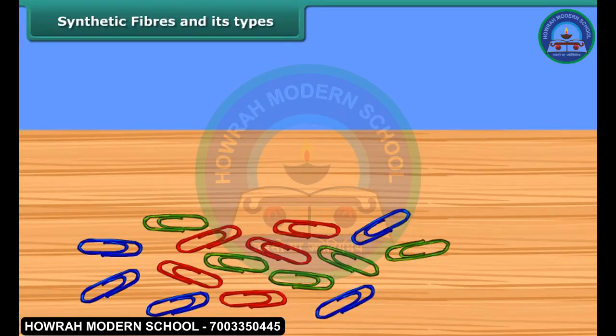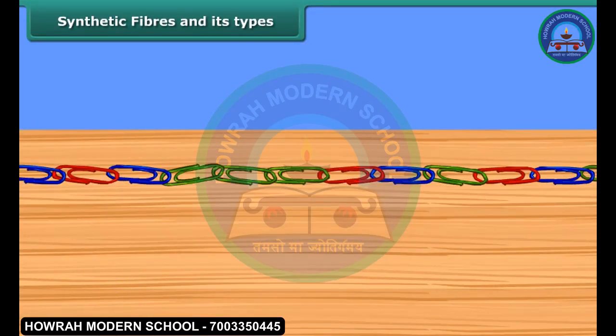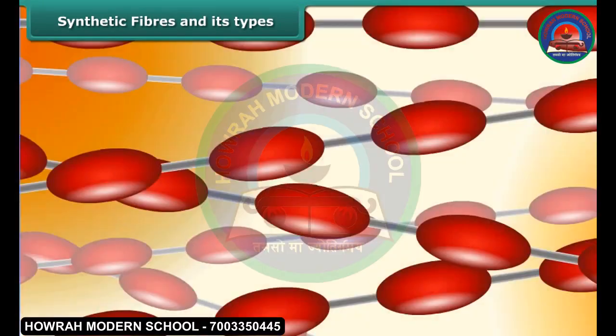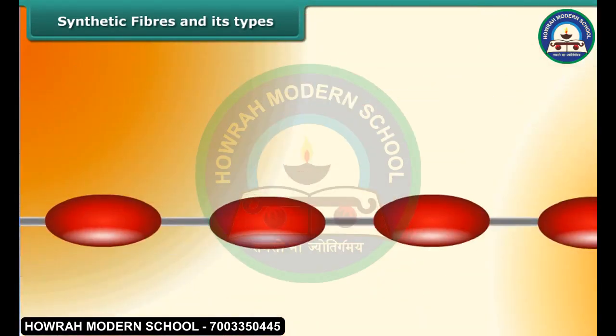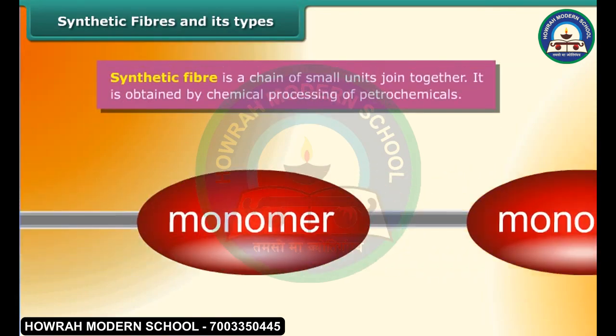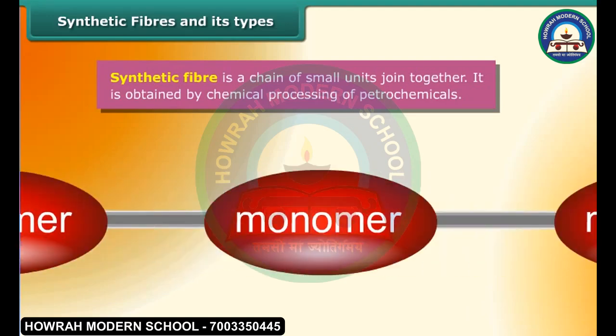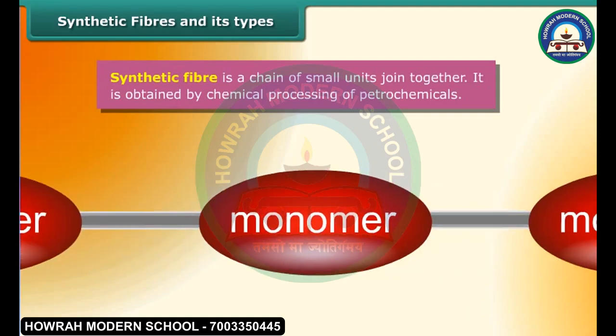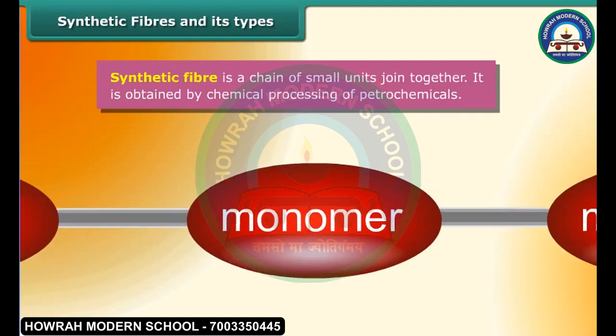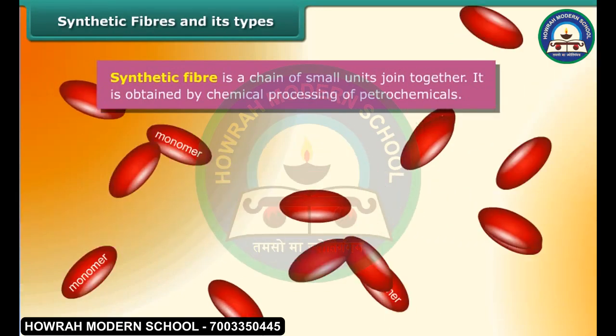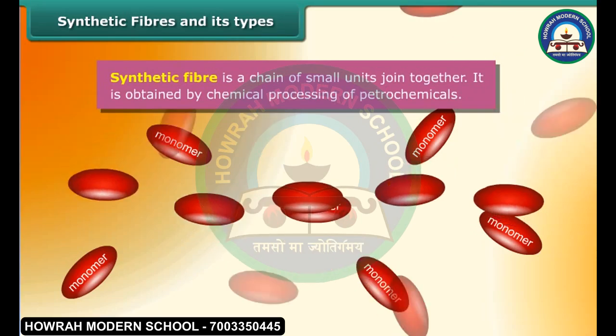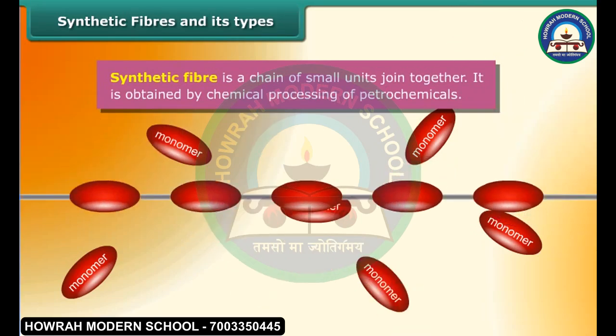Now let us join together a number of paper clips. What do you observe? This chain of paper clips is similar to the organization of a polymer. What is a polymer? Here many small units combine to form a large unit known as a polymer. Each small unit is actually a chemical substance and is called a monomer. Synthetic fiber is an example of a polymer.